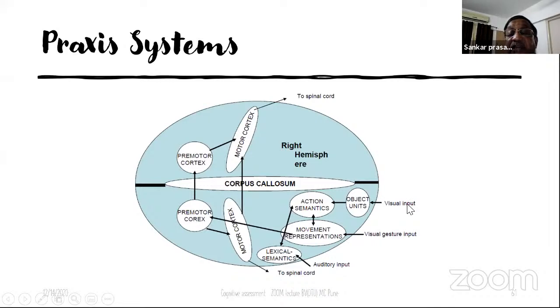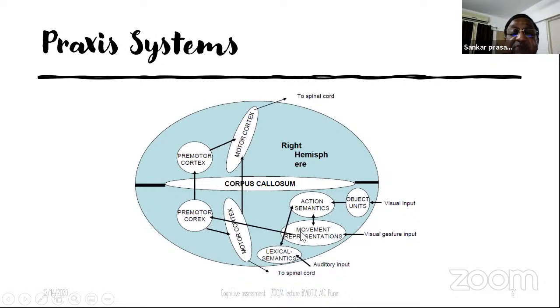This is a visual input, and this is the left cerebral hemisphere. This is the right hemisphere. You see how this is working. Visual input, object units. There are action semantics which are stored in the unimodal association areas and multimodal association areas. There are movement representations, or the sketchpad is written in this area, or the software, the programs, are stored here. The lexical semantics are stored, which will be activated by the auditory input.